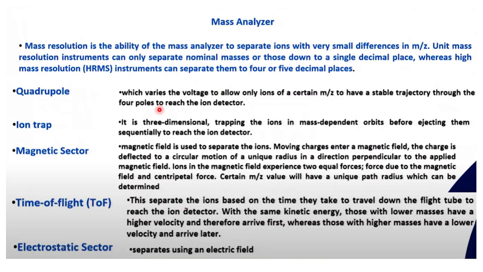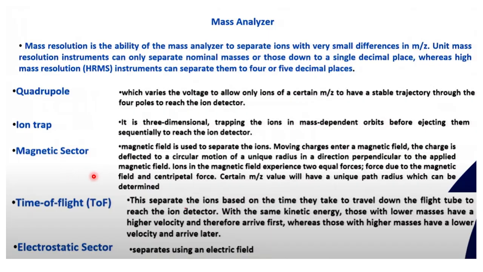Now the quadrupole varies the voltage to allow only ions of a certain m/z to have a stable trajectory through the 4 poles to reach the ion detector. Ion trap is the three-dimensional trapping of the ions in a mass dependent manner. After fragmentation, how those fragmented species reach the detector can be monitored through different techniques. One is the quadrupole, ion trap, or magnetic sector.